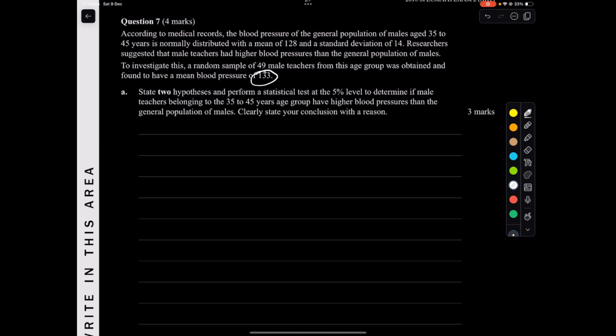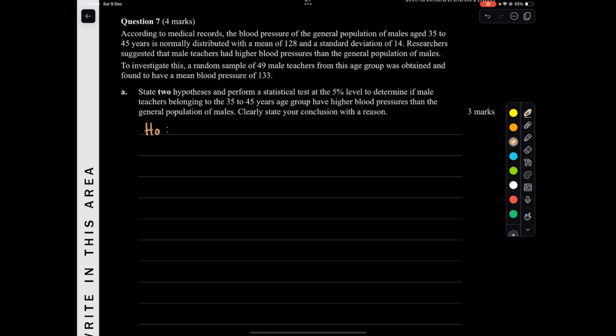So what had happened is it's actually greater than the normal mean. So we have to do a statistical test about this. State two hypotheses and perform a statistical test at 5% level to determine if the male teachers belonging to the 35 to 45 years age group have a higher blood pressure than the general population of males. Clearly state your conclusion with a reason. Easy. So first let's write the two hypotheses.